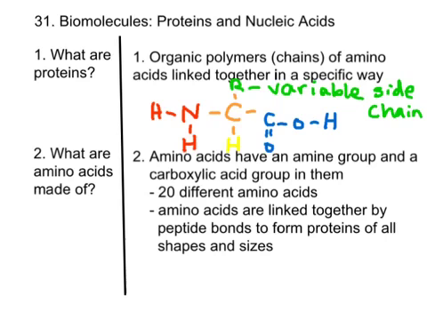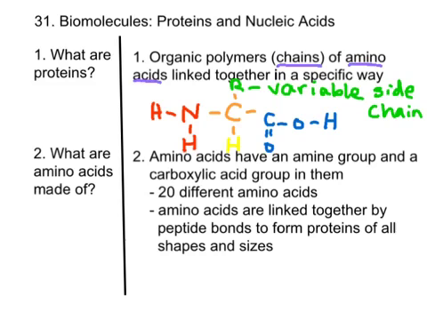Well, again, they're organic, meaning that they've got lots of carbons in them. They're polymers, which means that there's long chains. And they are made out of what are called amino acids that are all linked together in very specific ways in different shapes and sizes in order to make different kinds of proteins. Now, number 2 asks, what are amino acids made of?